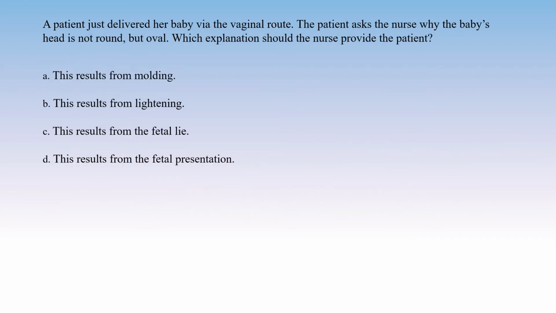A patient just delivered her baby via the vaginal route. The patient asks the nurse why the baby's head is not round, but oval. Which explanation should the nurse provide the patient? A. This results from molding. B. This results from lightening. C. This results from the fetal lie. D. This results from the fetal presentation.